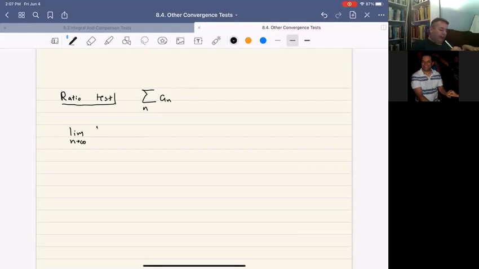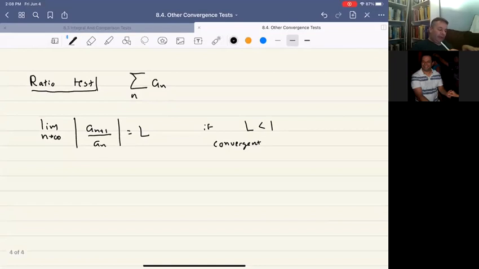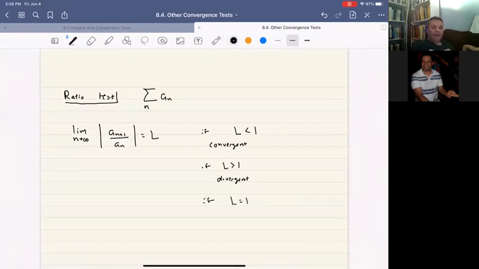as n goes to infinity of the absolute value of a sub n plus 1 over a sub n. If that equals L, now, if L is less than 1, we get a convergent series. If L is bigger than 1, we get a divergent series. If L is equal to 1, we don't know. It's inconclusive. Okay, that's the ratio test.